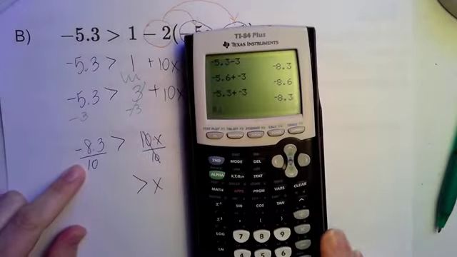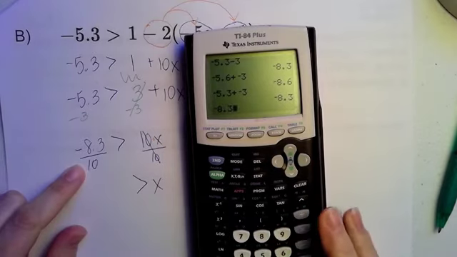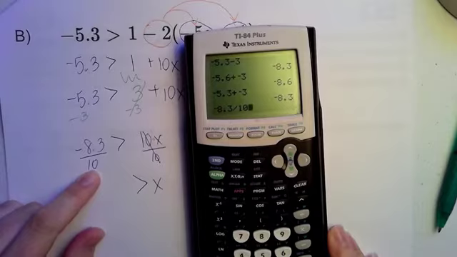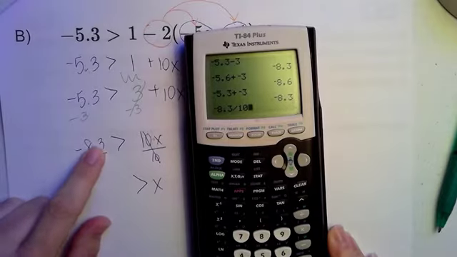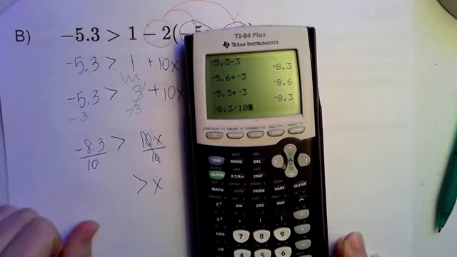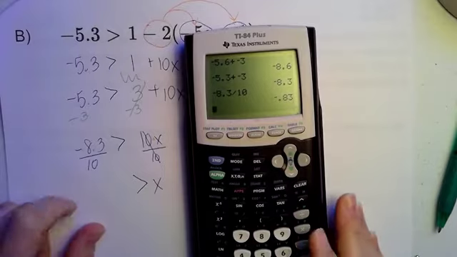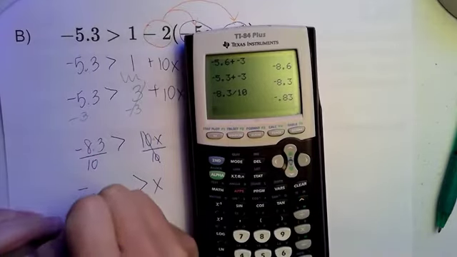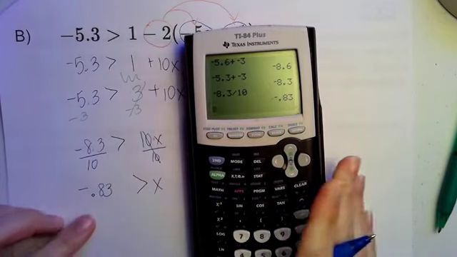What's going to happen, ladies and gentlemen, when we divide by things with a 0? Things get smaller by a decimal point. There we go. That decimal just moves over 1 spot. So we get negative 0.83 there.